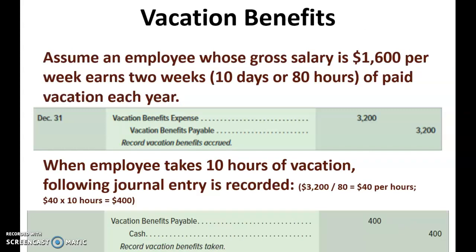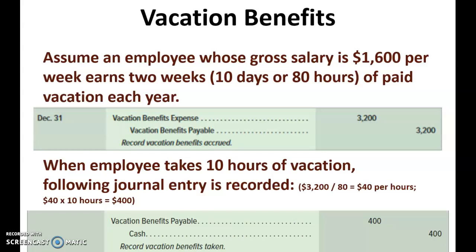Many employers offer paid vacation benefits, also called paid absences. Vacation benefits are estimated and expensed in the period when the employees earn those benefits. For example, assume an employee whose gross salary is $1,600 per week earns 2 weeks of paid vacation each year. We're going to assume that it's a 5-day week, so 2 weeks equals 10 days of vacation. And we're also going to assume that the days are 8-hour days. So the 2 weeks of vacation is the same as 10 days vacation, which is the same as 80 hours of paid vacation.